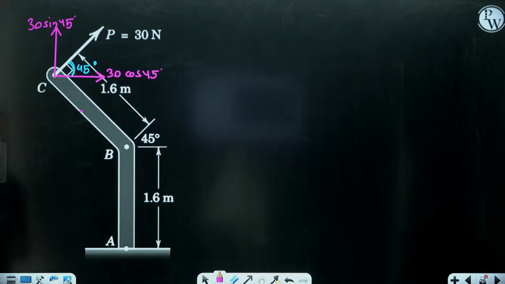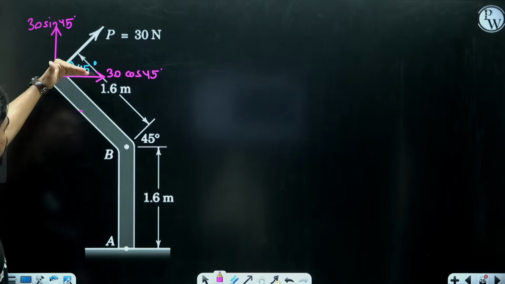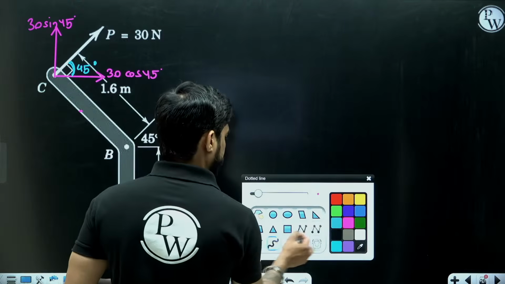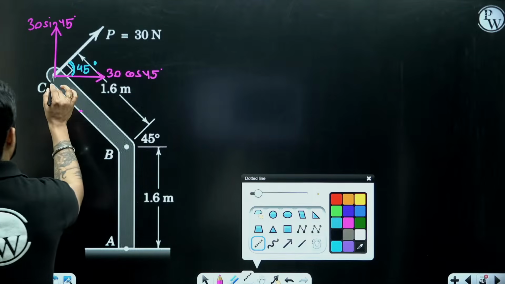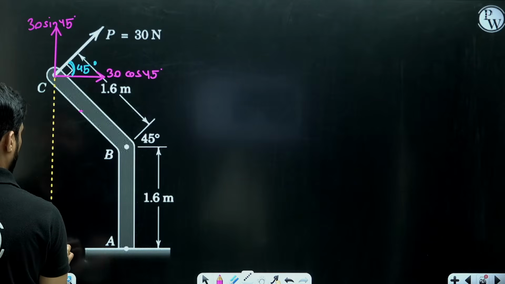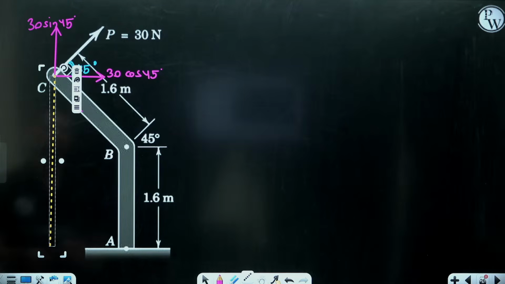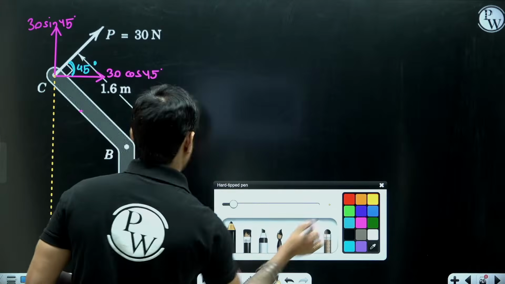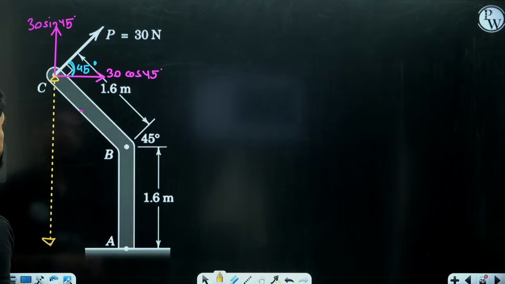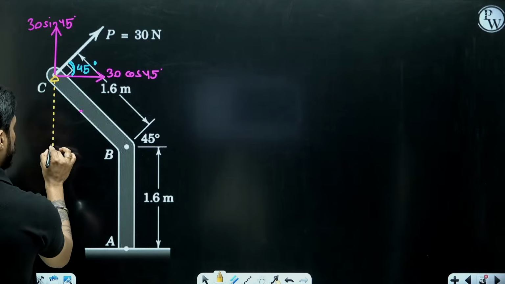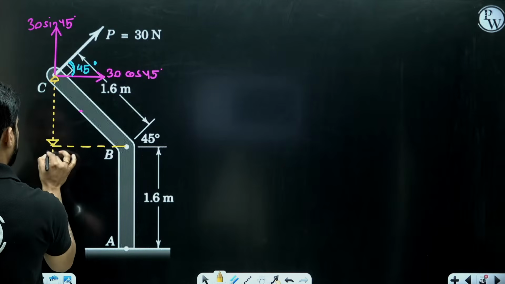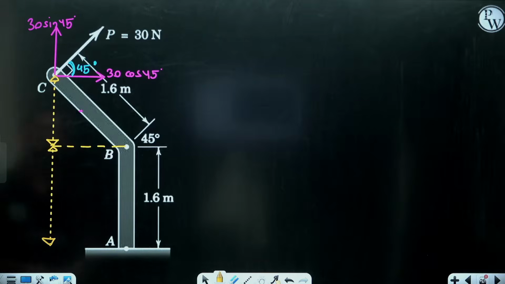Now we need to know the distance of 30 cos 45 and 30 sin 45 from point A. So this is the perpendicular distance of 30 cos 45 from point A. What will be this distance? So I can divide it into 2. I can divide this distance into 2.